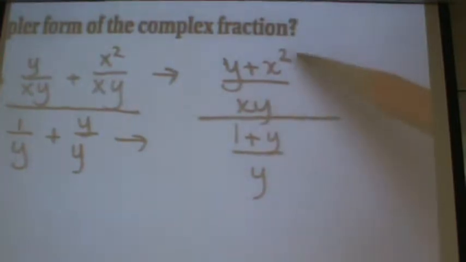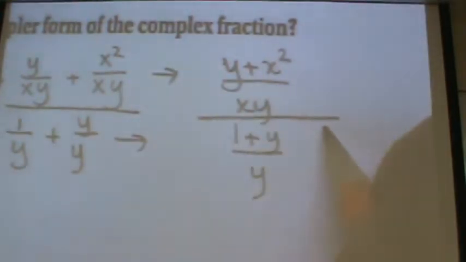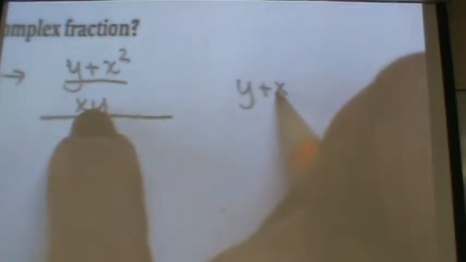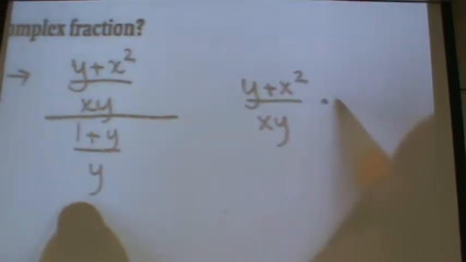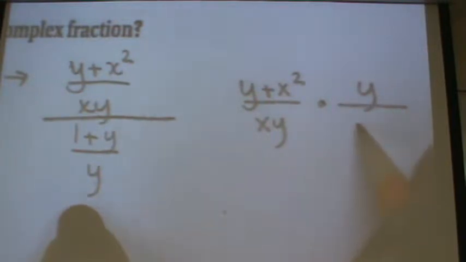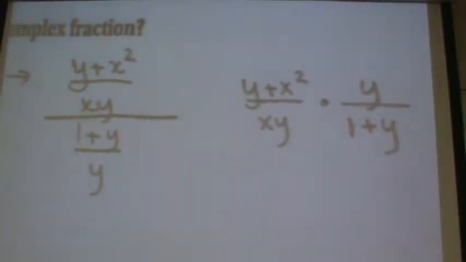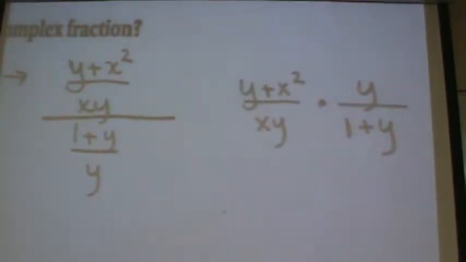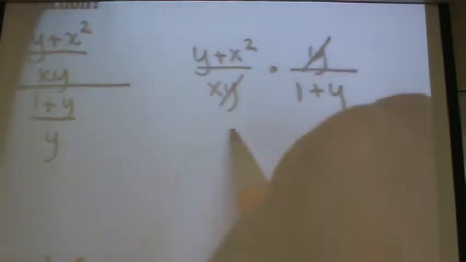So now we have one fraction in the numerator, one fraction in the denominator, and this is our main fraction line. So what you're going to do is take the numerator and, instead of dividing, you're going to multiply, and this y is going to go on top, and 1 plus y is on the bottom. Now it's turned into a problem from 8.4. Can you tell me what cancels? One of the y's. And now multiply across.